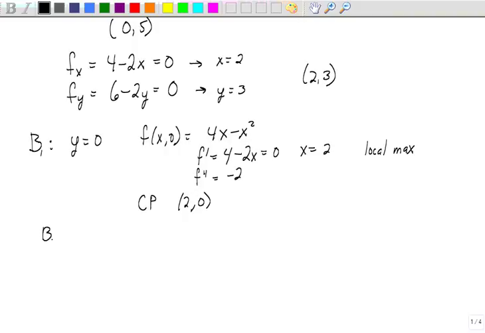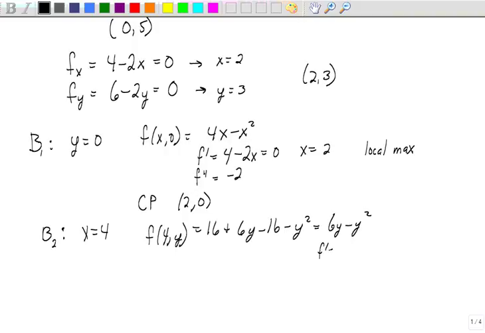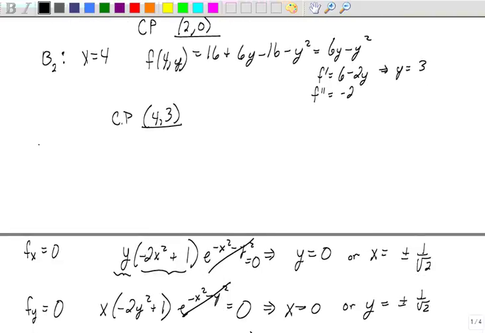On boundary 2, we'll check the boundary points. We have x equal 4. That's the equation of that line. So f of 4, y is 16 plus 6y minus 16 minus y squared. So the first derivative is 6 minus 2y. That gives us y equal 3 as a critical point. Second derivative is negative, so that's a local max. So then we have the point 4, 3 for a critical point that we need to check. And again, we're going to go back and check the boundary points.